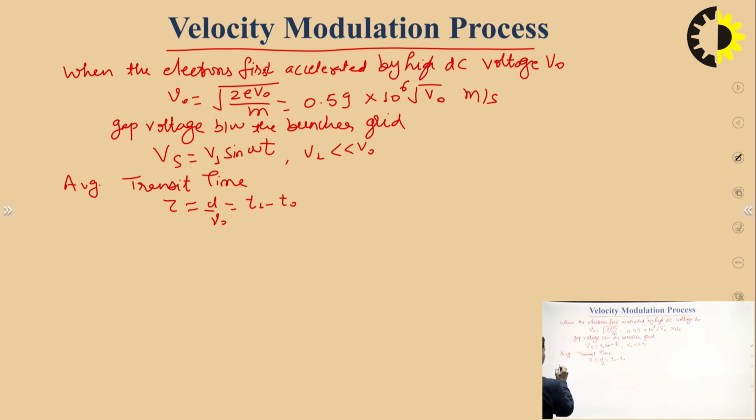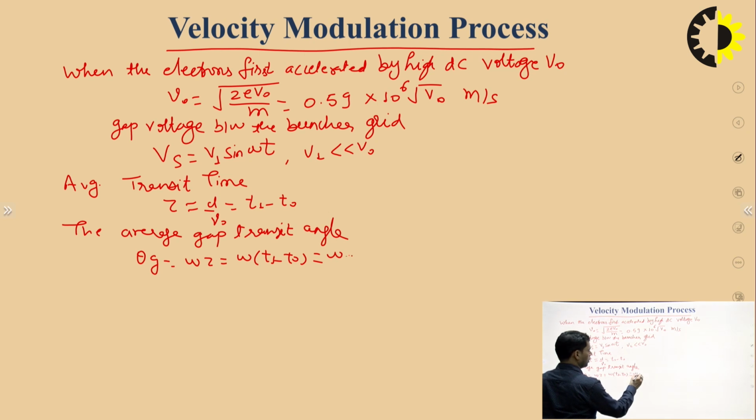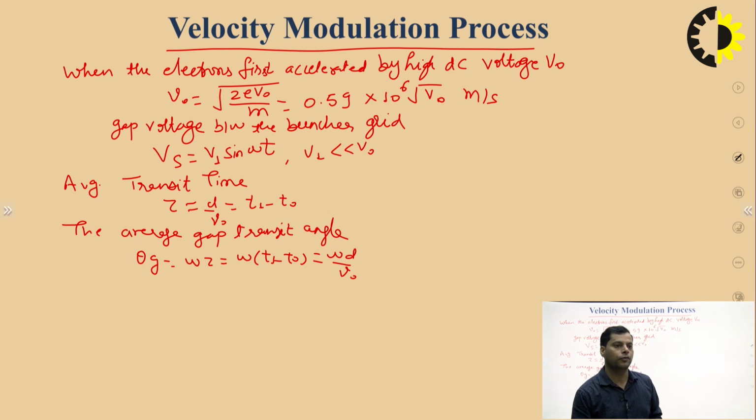Now the average gap transit angle can be expressed as theta g is equal to omega into tau, or omega into T1 minus T naught, or we can also write it like this: omega into d by V naught, omega d by V naught.